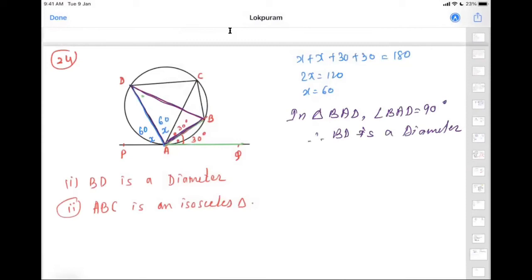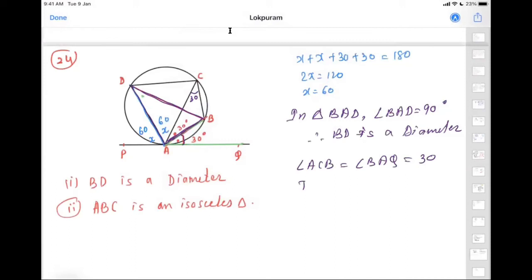Now we have to prove ABC is an isosceles triangle. So how you can prove it is an isosceles? If this is 30, तो ये भी 30 हो गया. Angle in an alternate segment. See, angle ACB is equal to angle BAQ. Both are 30. Angle in an alternate segment, in which AB is a chord, BQ is a diameter.